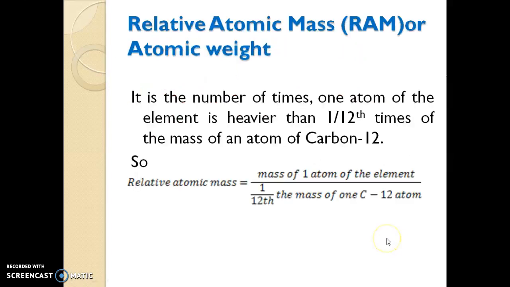So first we'll know what is relative atomic mass. Shortly it can be called RAM or atomic weight. What is this? It is the number of times one atom of the element is heavier than 1/12 of the mass of an atom of carbon 12. Now what is this carbon 12? Carbon 12 is the isotope which has mass number 12. So we can say relative atomic mass equals mass of one atom of element divided by 1/12 the mass of one C12 atom.